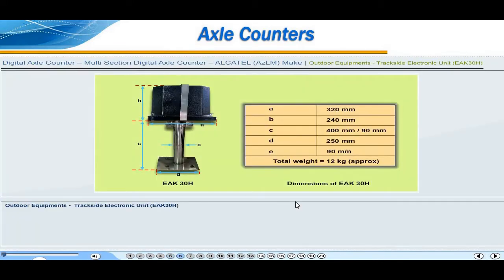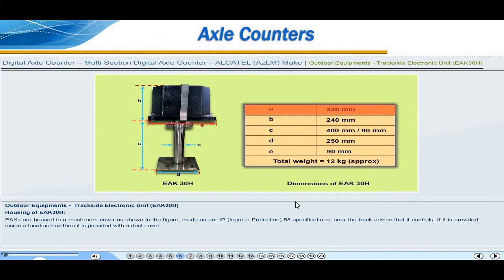Outdoor equipments, trackside electronic unit, that is EAK30H. Housing of EAK30H. EAKs are housed in a mushroom cover as shown in the figure. Made as per IP, that is ingress protection, 55 specifications, near the track device that it controls. If it is provided inside a location box, then it is provided with a dust cover.